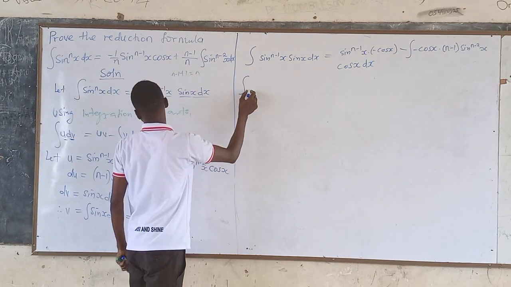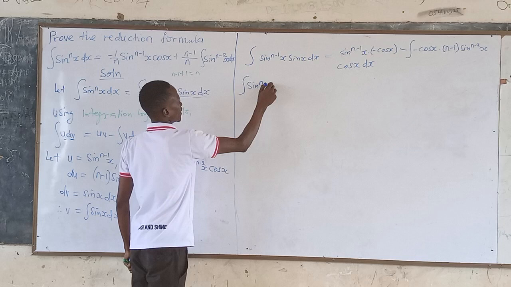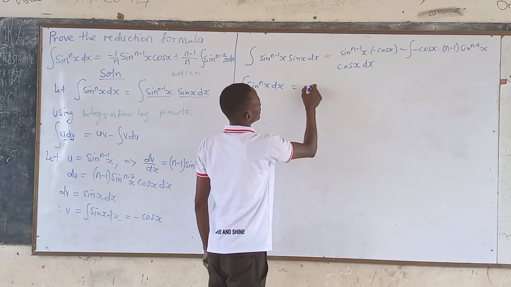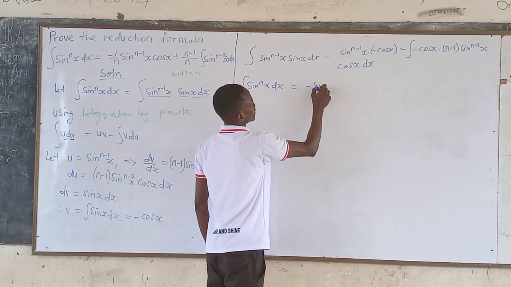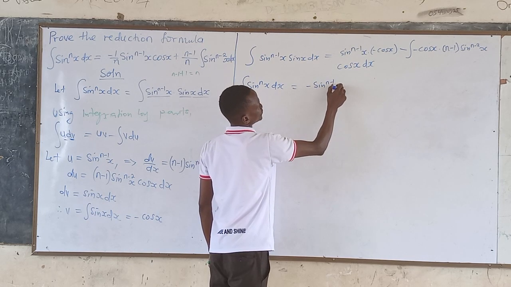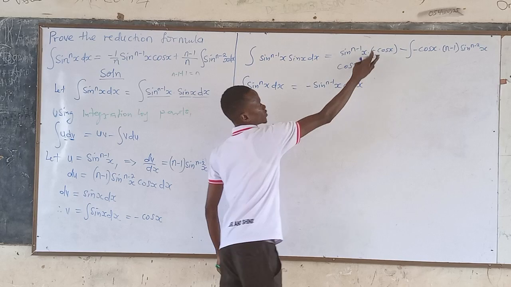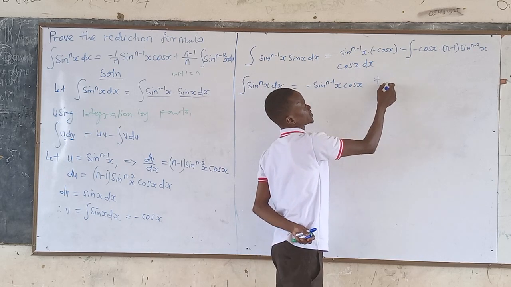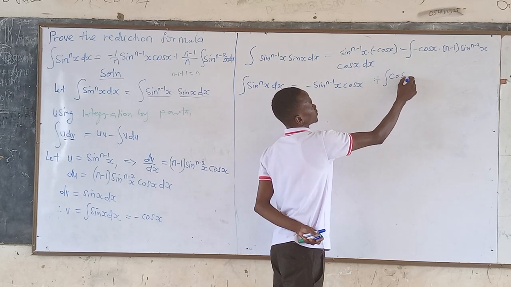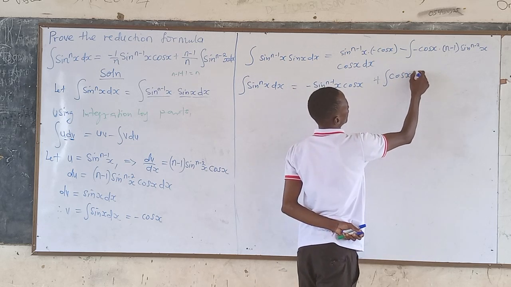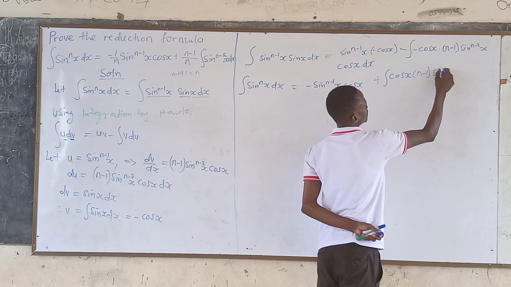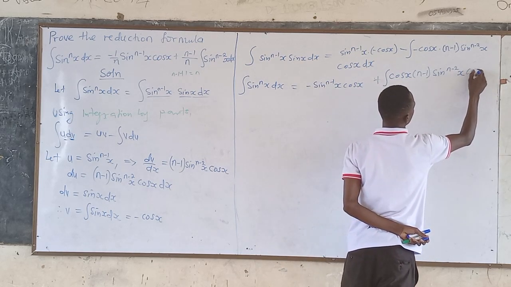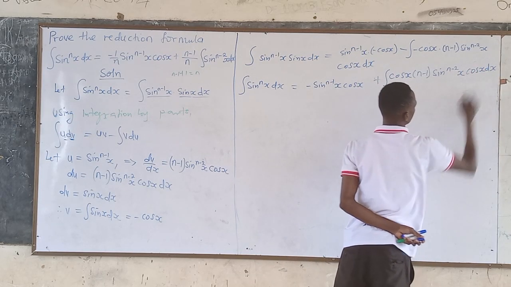And so we have the integral of sine raised to the power n x dx, which is the same as this, to be equal to, this one will give us negative sine raised to the power n minus 1 x cos x because of this negative. Then this negative times this negative will give us plus. So I plus the integral of cos x, then n minus 1 sine raised to the power n minus 2 x, then times cos x dx.